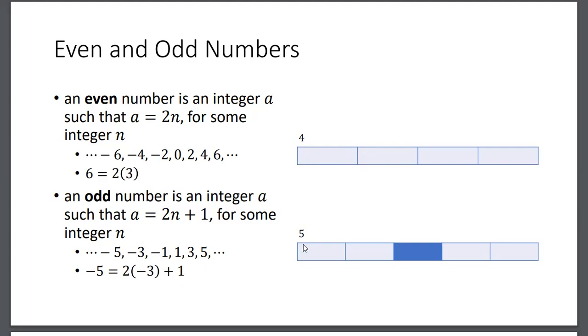Visually, an odd number has an extra 1 left over, and everything else is paired. It comes in 2s. So many 2s and a 1 left over. Here, even 4 is just pairs of 2s, 2 pairs of 2s. Odd is something odd left over.